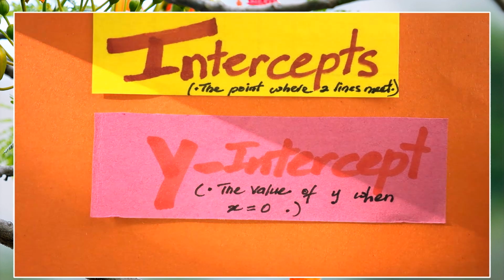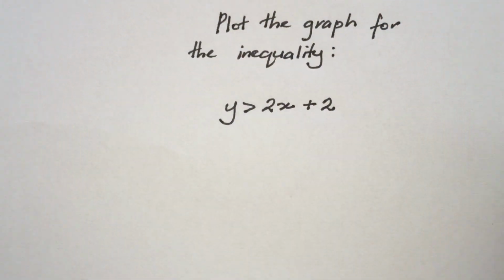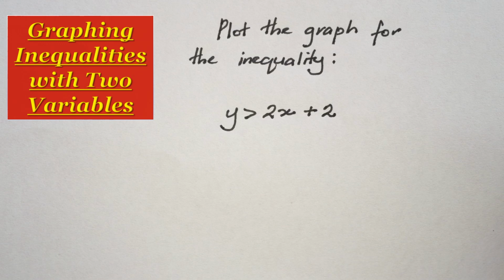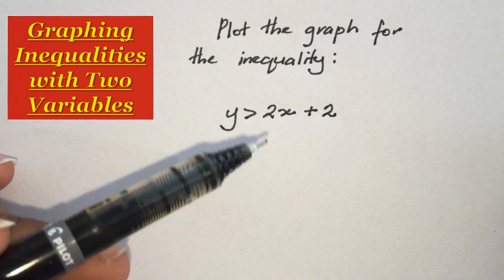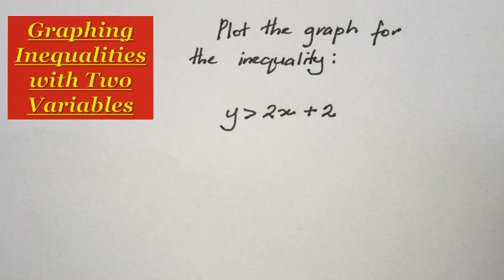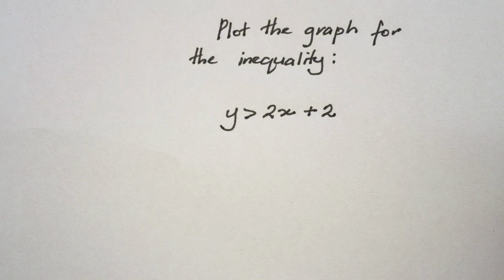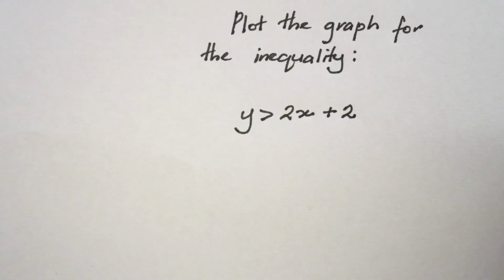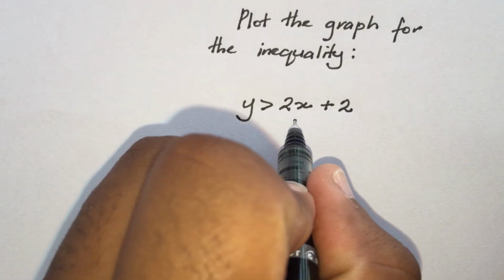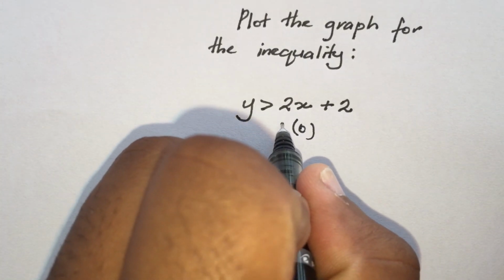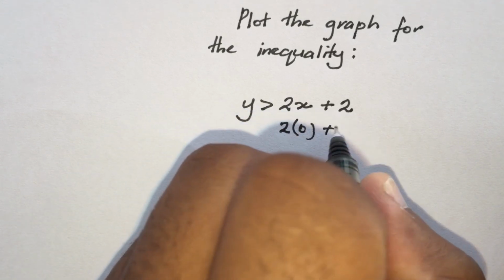So let's try this. We're asked to plot the graph for the inequality y is greater than 2x plus 2. And we're going to start off by finding the y-intercept. So the y-intercept is the value of y when x is 0. So what we're going to do, we're going to replace x with 0 and then just solve for the value of y.